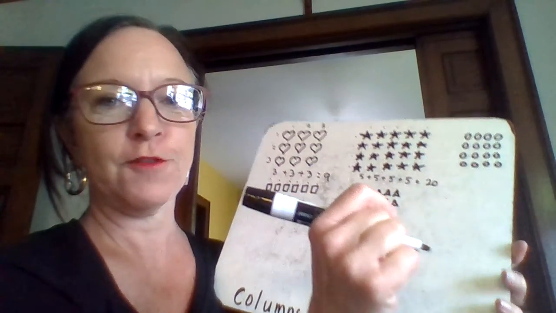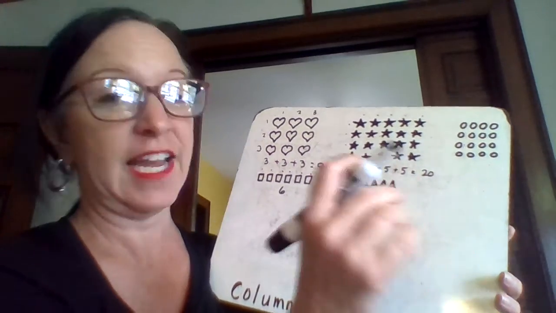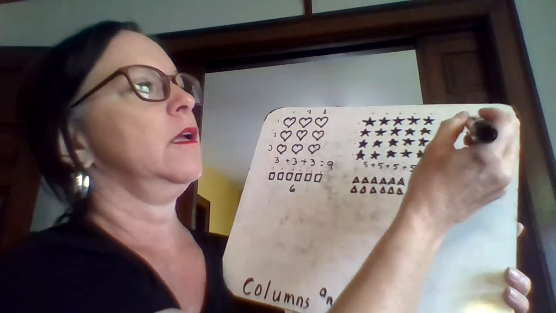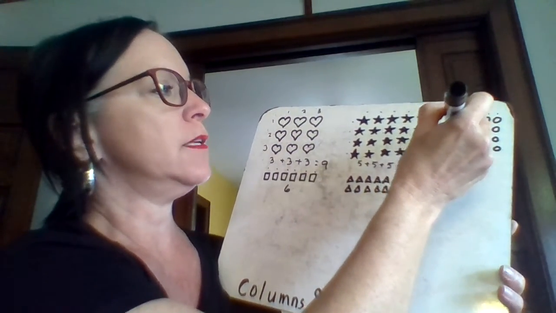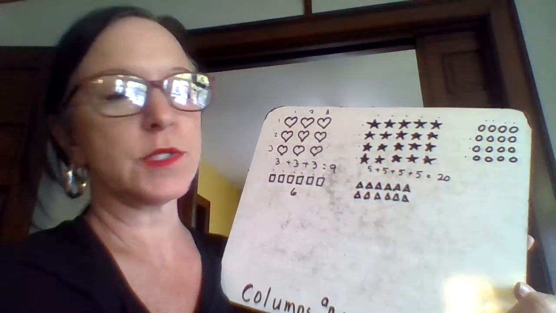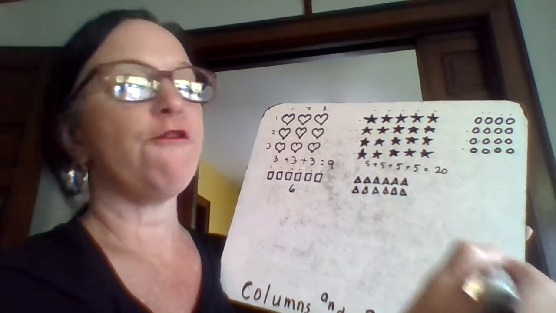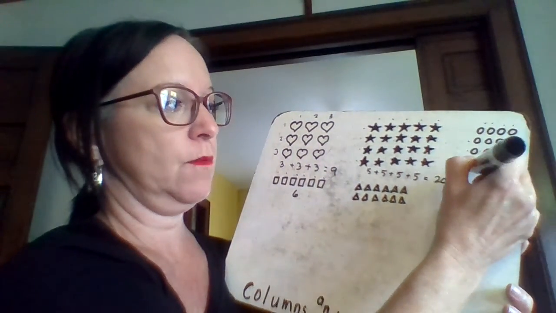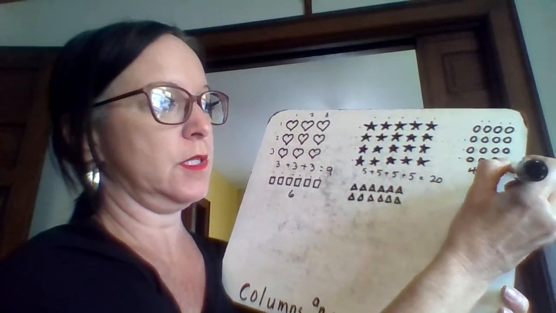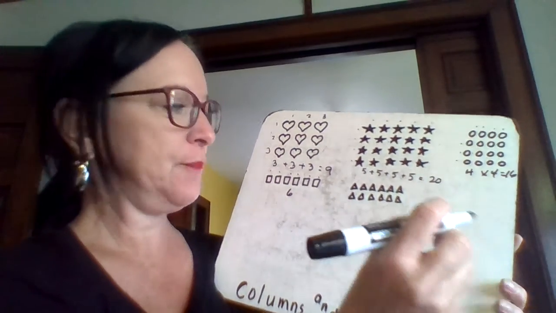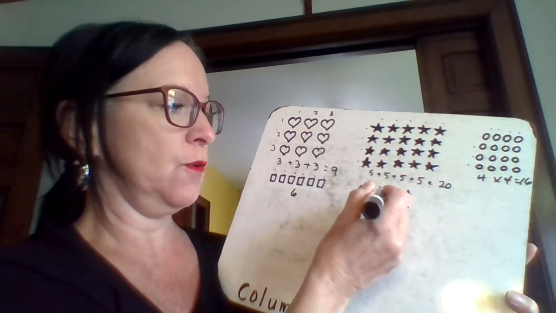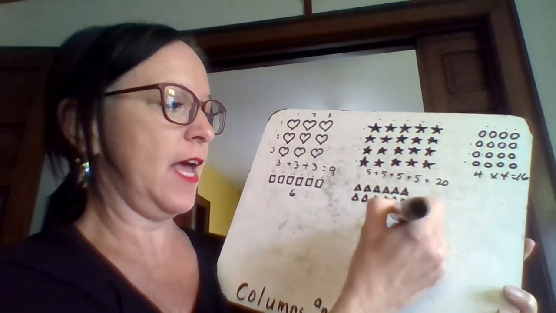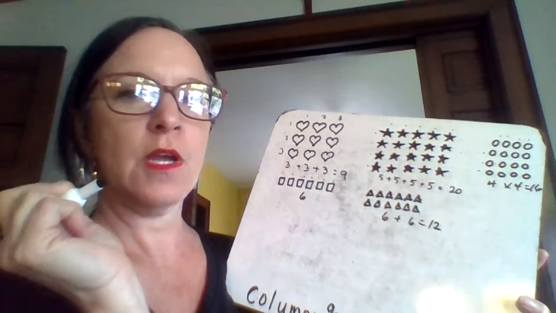5 times 4. Some of you are already throwing out that multiplication. I can hear you. All right. 1, 2, 3, 4 columns. 1, 2, 3, 4 rows. So 4 times 4 equals 16. All right, and my last one, 1, 2, 3, 4, 5, 6. And I have 2 rows of that, so 6 plus 6 equals 12.